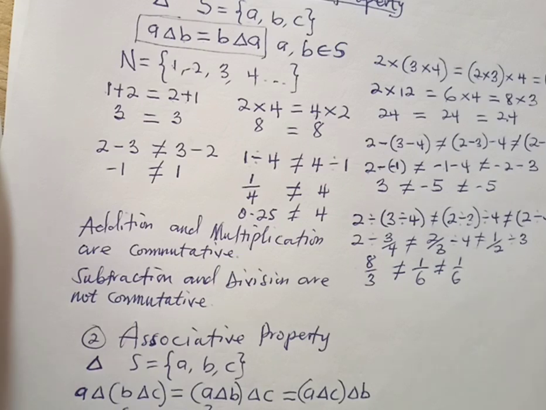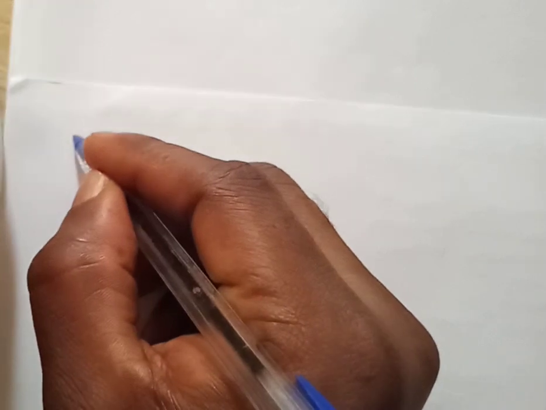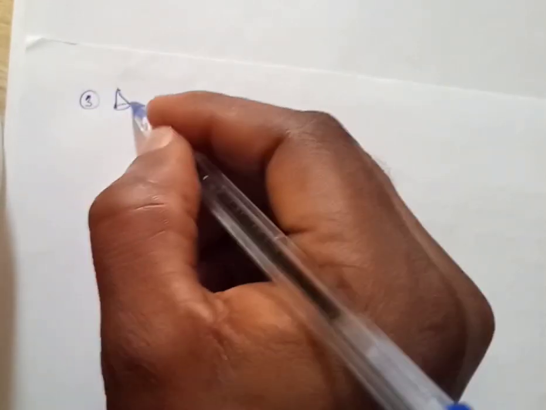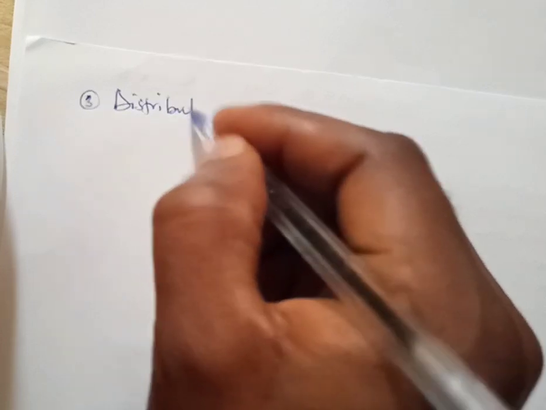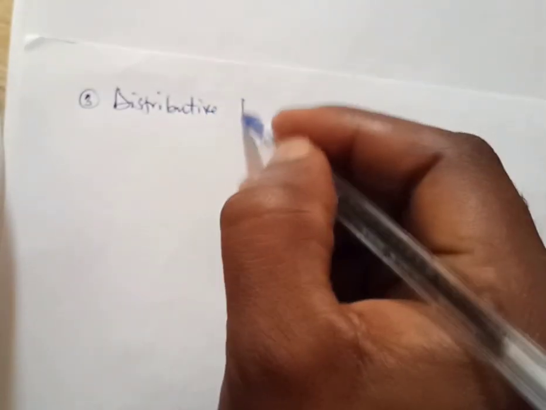So we are also looking at distributive property. All right. This is our third property, which is what? Distributive property.